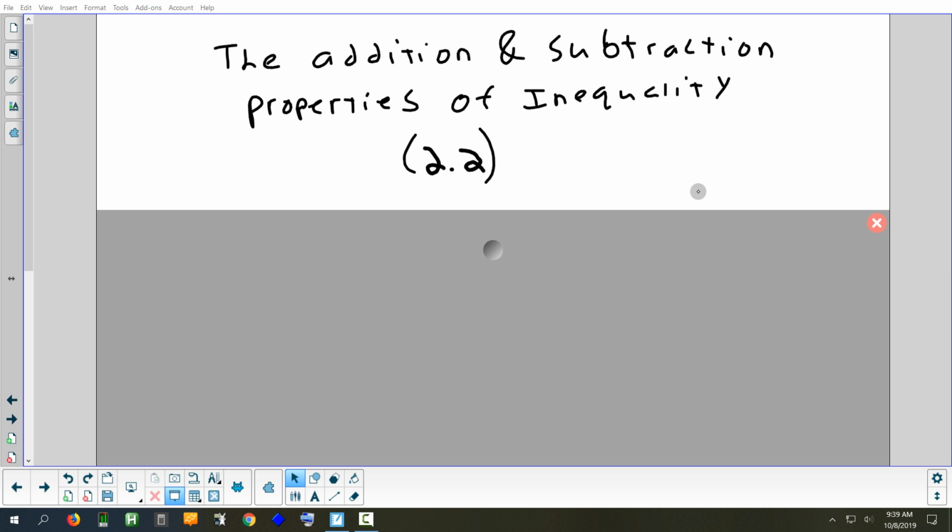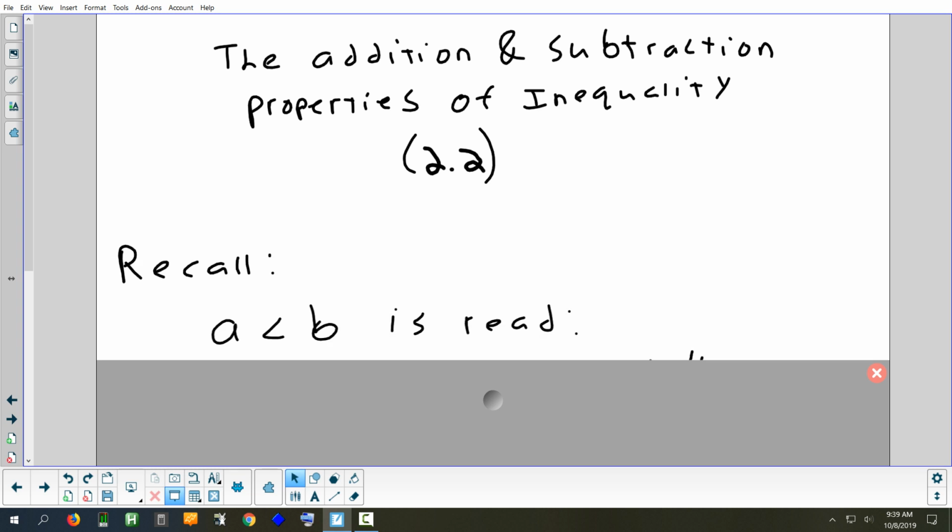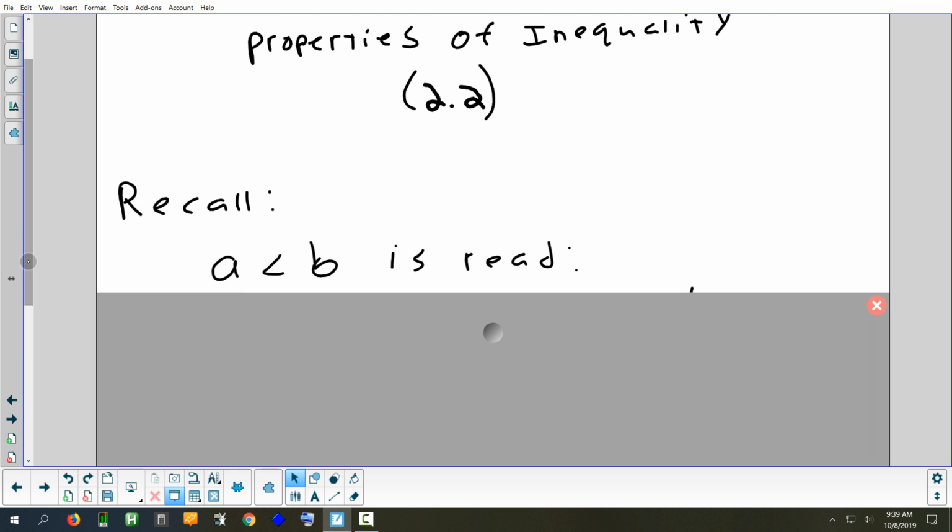Greater than. Yep. What's another one? Less than. Yep. Greater than or equal to, and less than or equal to. Perfect. So, based on the symbol I have there, how would you read that one?